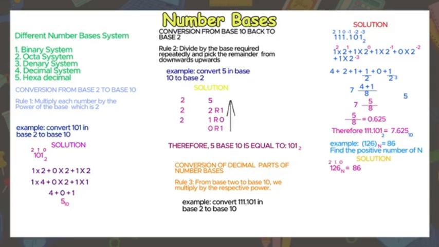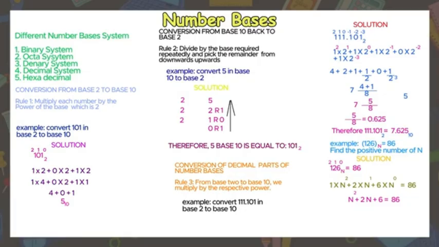So we number as usual 0, 1, 2. We leave this one, it's in base 10 already. That means we are going to have 1 multiplied by n raised to power 2 plus 2 multiplied by n raised to power 1 plus 6 multiplied by n raised to power 0 equal to 86. 1 multiplied by n raised to power 2 is n squared, plus 2n.